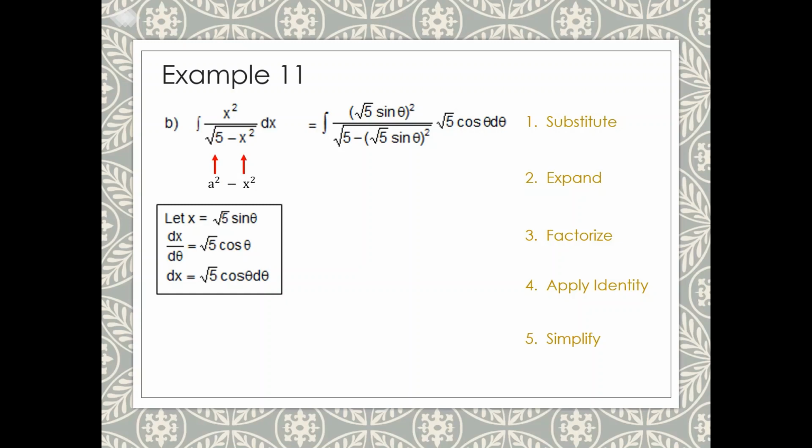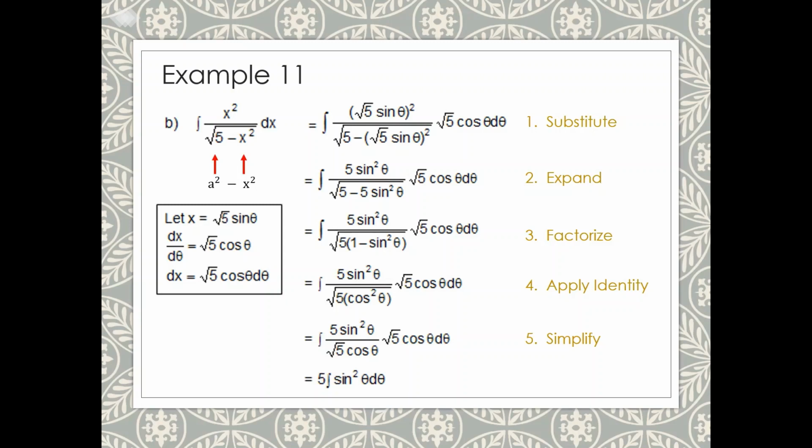Substitute both x and its derivative into the given integral. Simplify, you should get a new integral in terms of theta only. Next, expand the expression with the power and factorize the expression inside the square root. Then, apply the relevant identity. 1 minus sine square theta is equal to cos square theta. Simplify the integral. You should get 5 integrate sine square theta d theta.